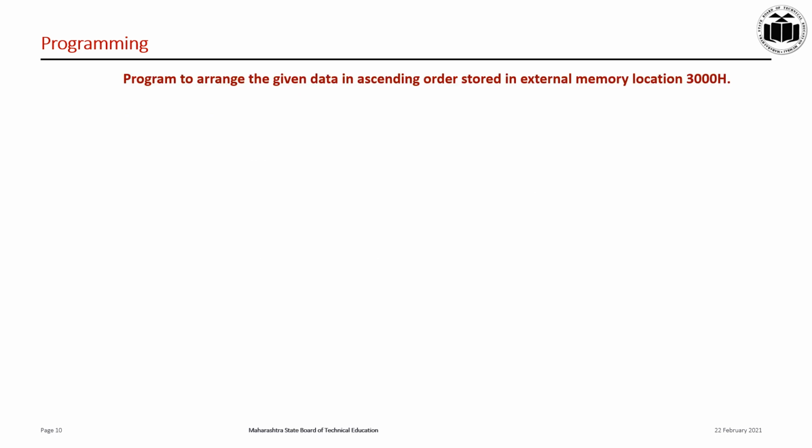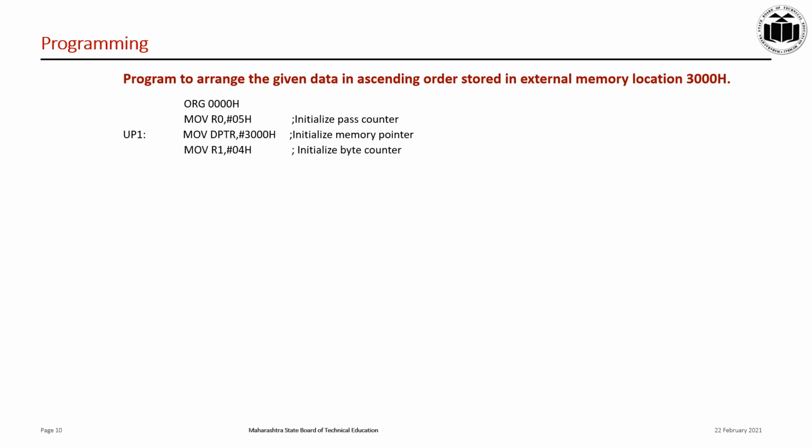Next program is to arrange the given data in ascending order stored in external memory location 3000H. ORG 0000H is to initialize starting memory address. MOV R0, #05H will initialize pass counter. MOV DPTR, #3000H will initialize memory pointer for external memory. MOV R1, #04H initializes byte counter. Save lower byte of address into register R2 by MOV R2, DPL instruction.